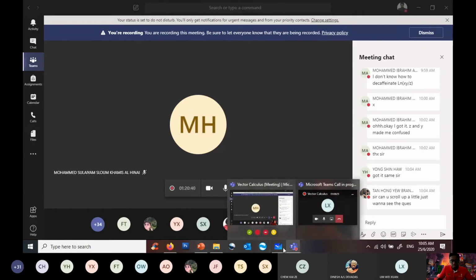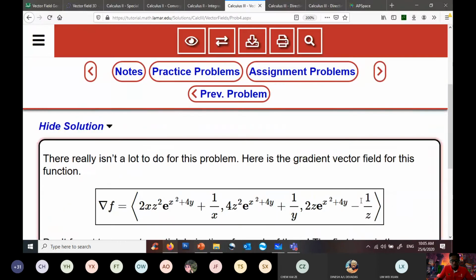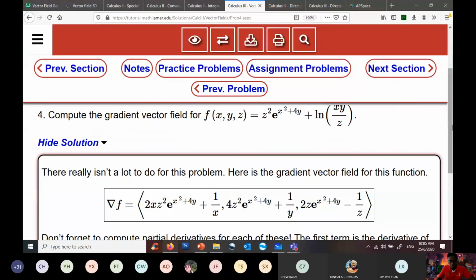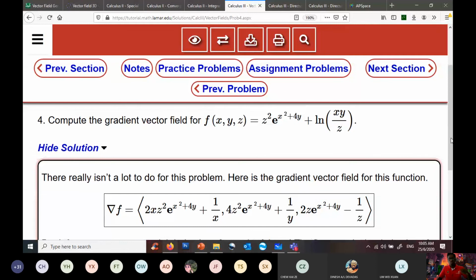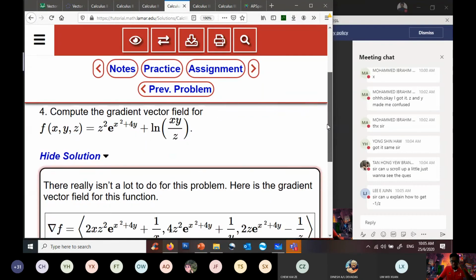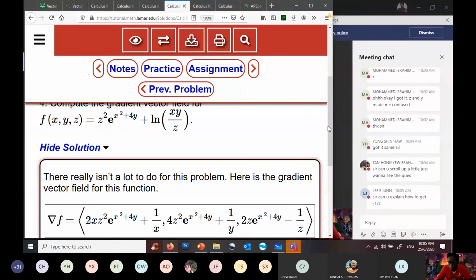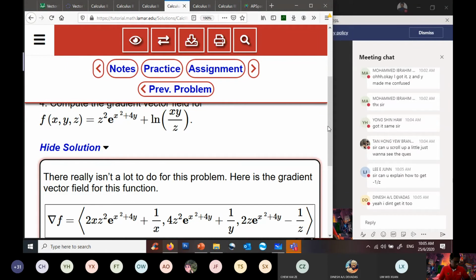Oh, the question. Right. This was the question. Can I show both of them on the same part? Okay. So I can't see the chat box if I'm doing it like this. How to get -1 minus z for the last part, is it? Okay, let me try it out. Let me check. Give me a moment.